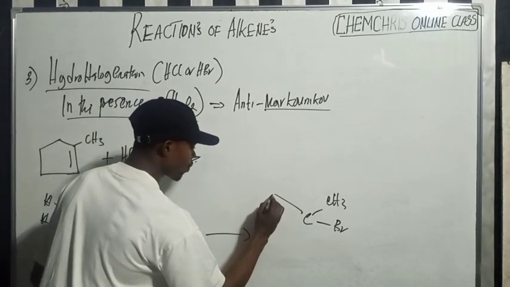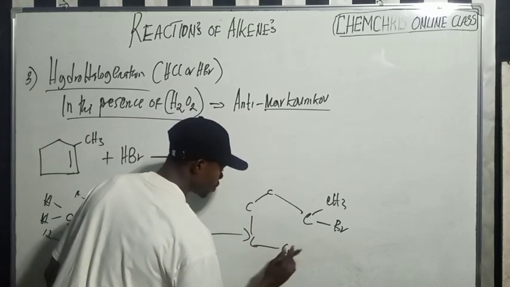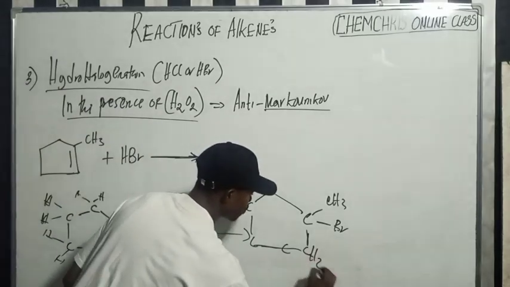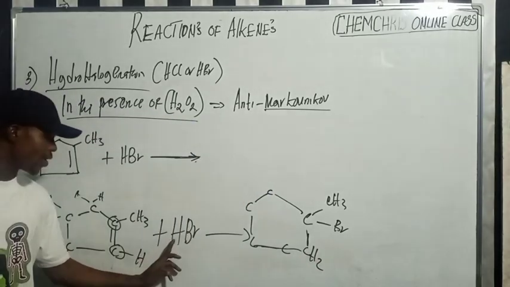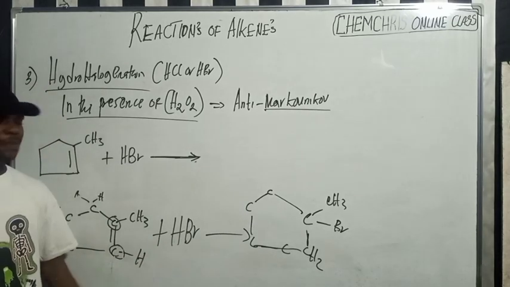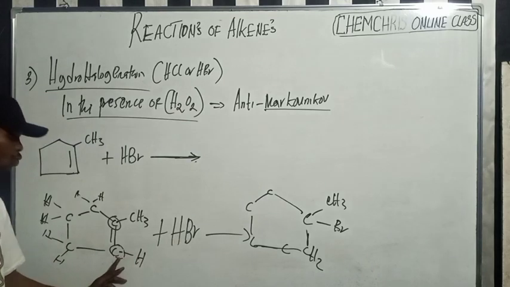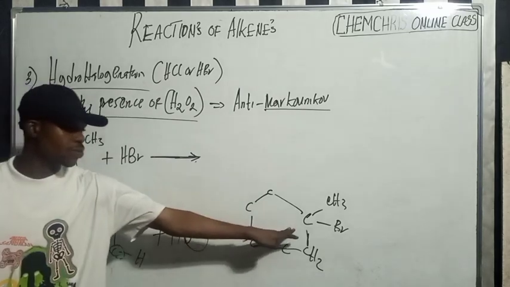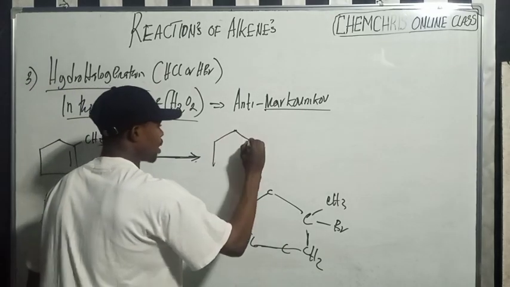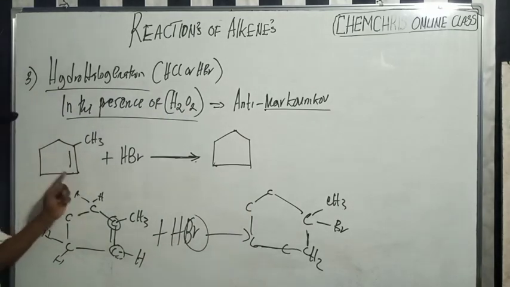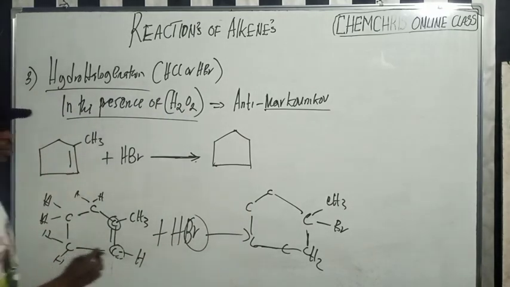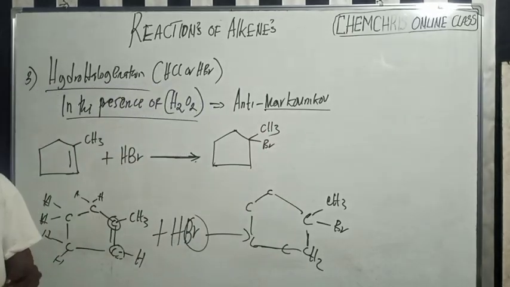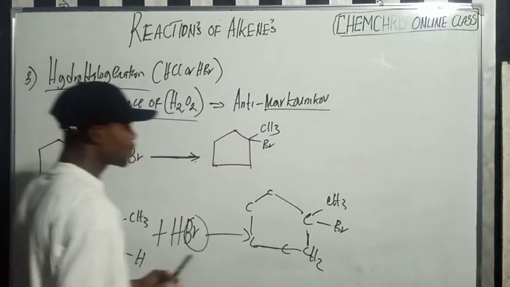Then we have H2. Do you understand? So the main reason why this hydrogen is added here is because it follows the Markovnikov rule. Hydrogen is added to the carbon atom with more hydrogen, then bromine is added to this carbon atom with no hydrogen at all. So this is how it's going to look. Of course, there won't be any double bond again, right? So you avoid the double bond. Here we have CH3 and Br. So what will be the product of the reaction?